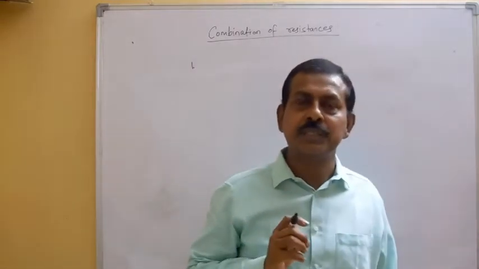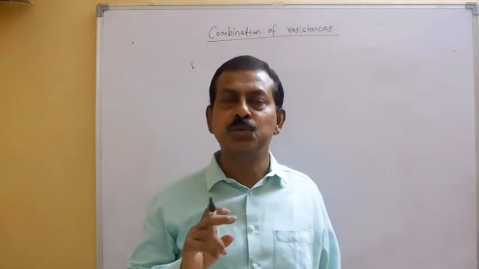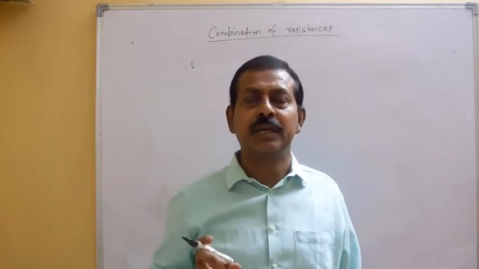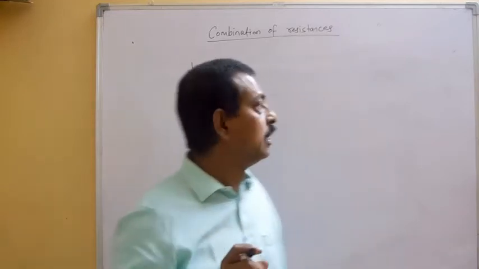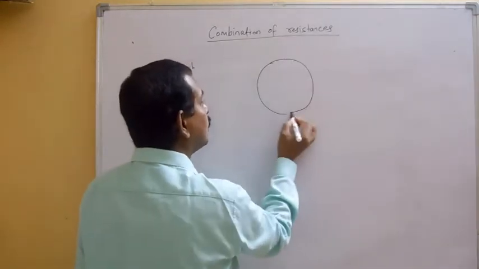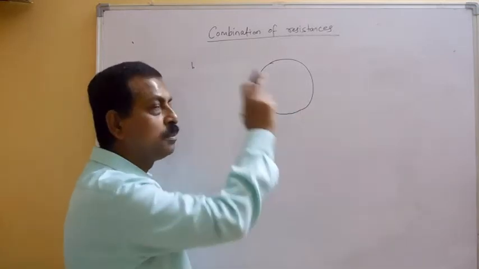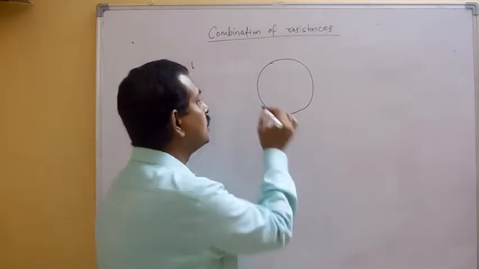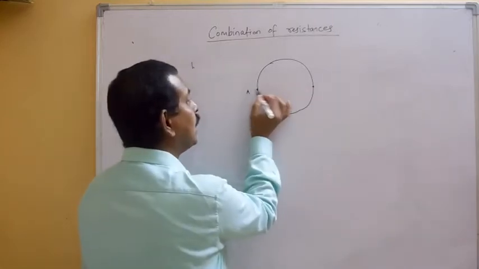Suppose the question is that a 10 ohm resistor is bent into the shape of a circle. What is the equivalent resistance across its two diametrically opposite points? So for this, let's assume that this is your resistance of 10 ohm which has been bent into the shape of a circle, and you have to find equivalent resistance across its diametrically opposite points like A and B.